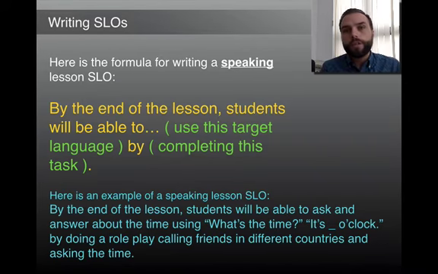Okay, so you can see at the bottom here in blue, here is an example of a speaking lesson student learning objective. By the end of the lesson, students will be able to ask and answer about the time using what's the time, it's o'clock, by doing a role play, calling friends in different countries and asking the time. So you can see from this example, it's specific about exactly what the students are going to learn, the target language that they're going to use, and the task that they're going to complete to show they know the target language.